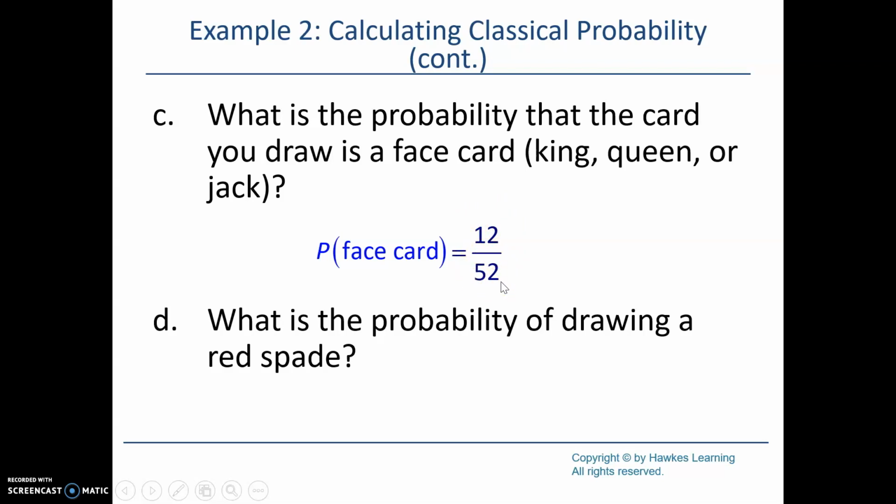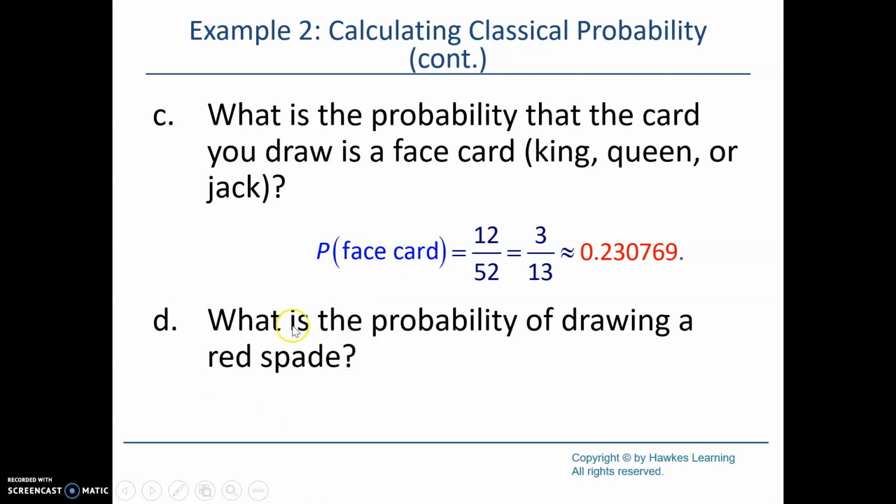Still considered a classical probability, right? Classical probability meaning you know the total amount of outcomes. It's going to be 52 every time for the deck of cards. That reduces down to 3 over 13, which in other words is 0.2307, all of that. So it's a little bit less of a chance than it was to draw the diamonds. But it kind of makes sense. You only have 12 cards that you're looking for versus the other one was 13 cards for the diamond.